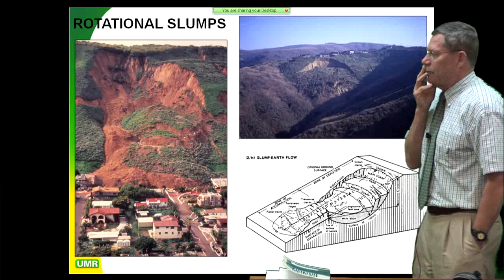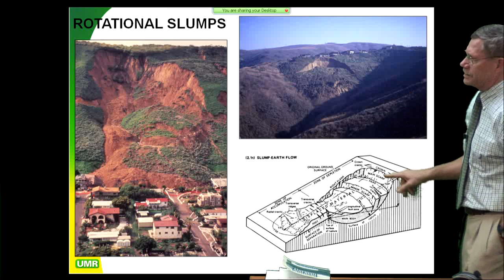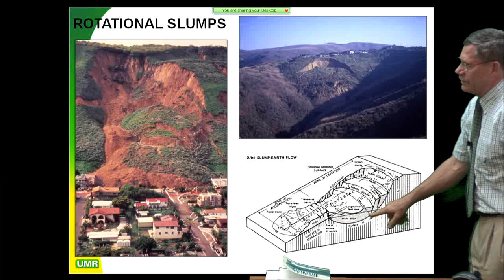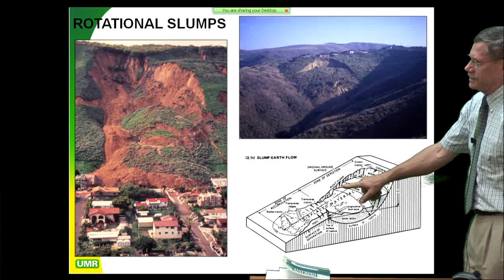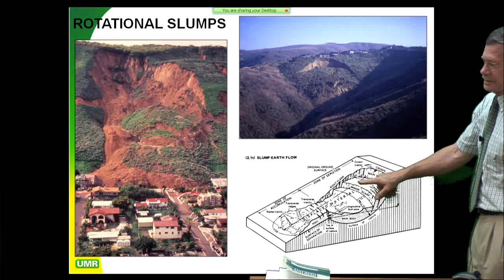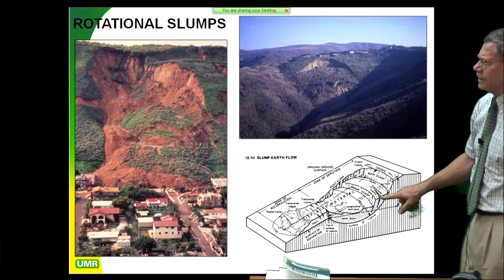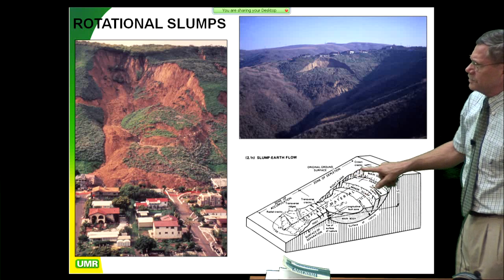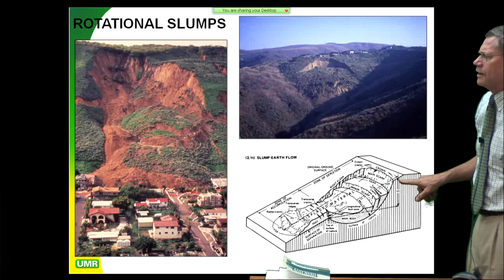Rotational slumps are the ones we hear the most about in books. They have different pieces that have names here. We have the body of the slide. We have these subservient scarps, which we call minor scarps. And then we have the main scarp, which we usually call the crown scarp or head scarp.